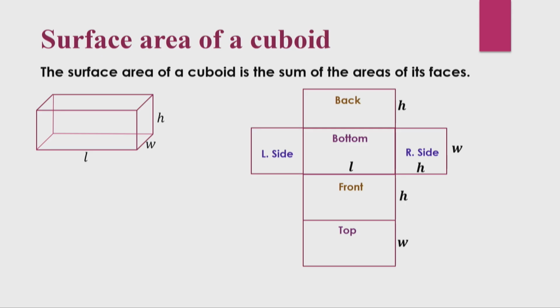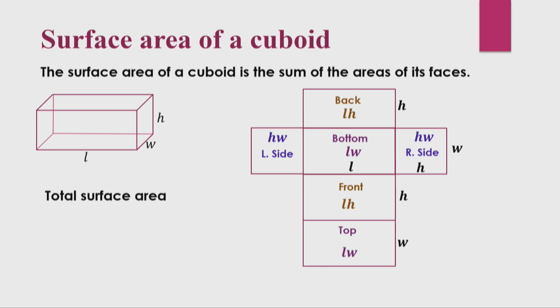Now, let's have a look at the surface area of a cuboid. The surface area of a cuboid is the sum of the areas of its faces. Let's have a look at the individual faces. The area of the back is length multiplied by h. The left-hand side is h multiplied by w. The bottom face is L multiplied by w. The right-hand side is h multiplied by w. The front is length multiplied by h. And the top is length multiplied by w.